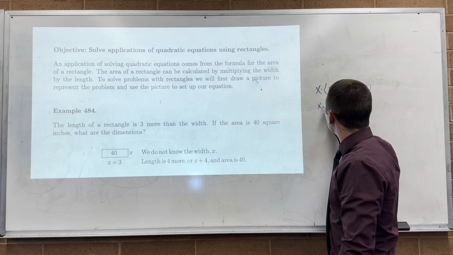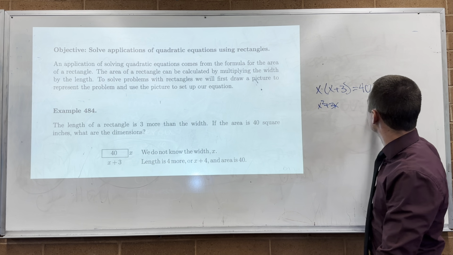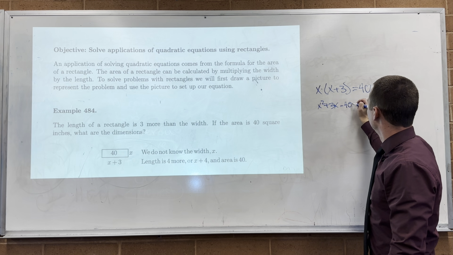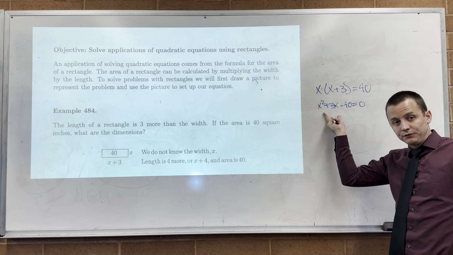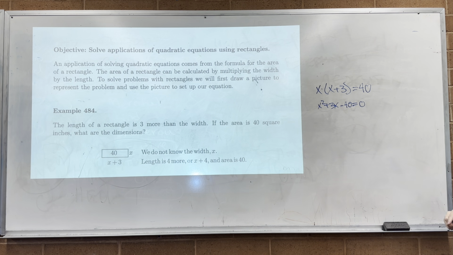Multiply your x through, you get x squared plus 3x. Bring the 40 to the other side, minus 40 equals 0. Now it's a regular quadratic equation. You can always and forever use the quadratic formula, or you can quickly see if there's an easy way to factor this. So let's see if we can easily factor it.